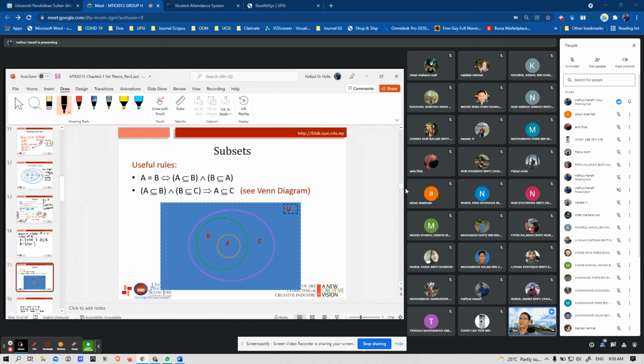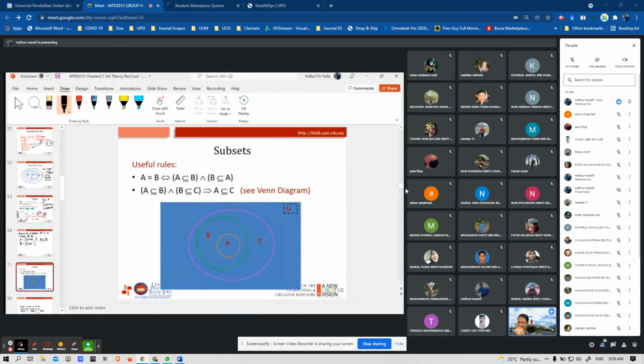Okay, with subsets you can see this more clearly. Set A is equal to B is equivalent to A is a subset of B and B is a subset of A. We can see in the Venn diagram when you say that B is a subset of A, all the elements in A are an inclusion of B. And then if B and A are a subset of C, all the elements in B and A are contained in C.